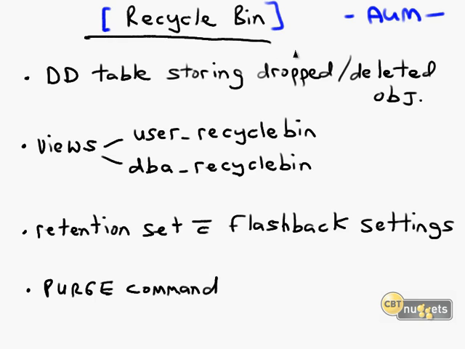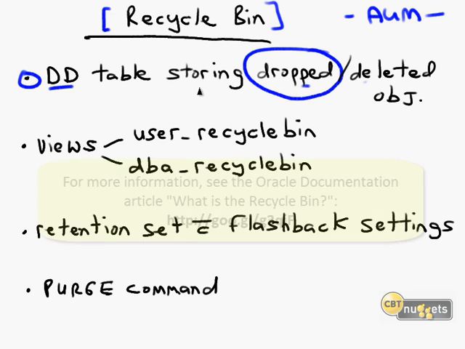Well, Oracle 11g database also has a recycle bin, and what this is, no surprise, is a table located in the data dictionary that stores dropped and deleted objects and data. Specifically, we access the recycle bin to undo dropped tables. That's what we're going to focus on in this nugget.